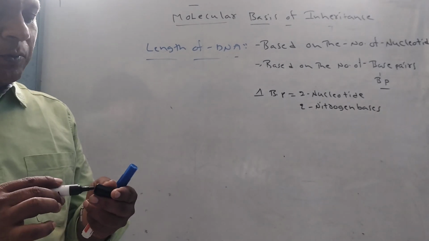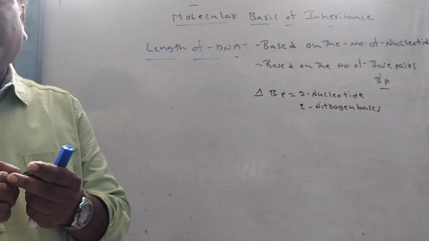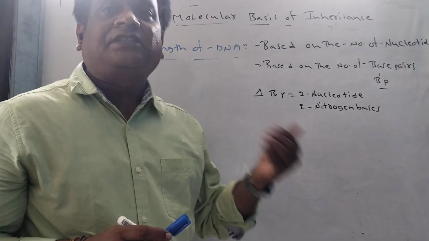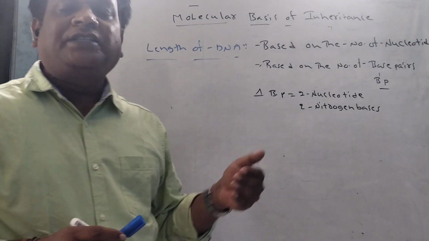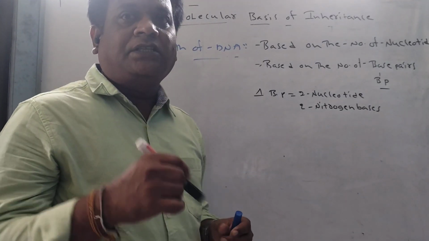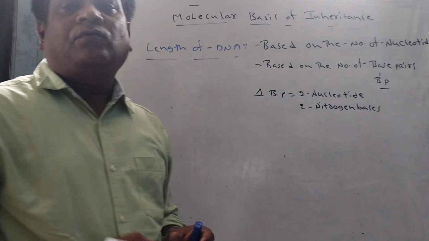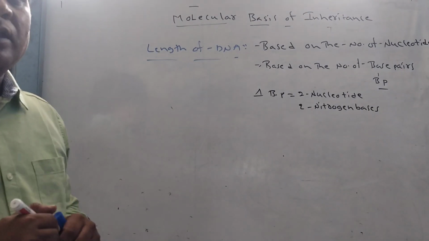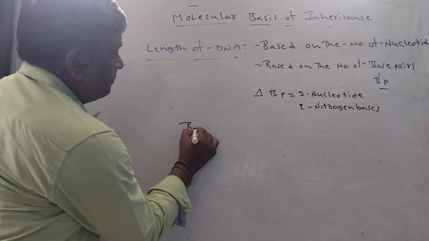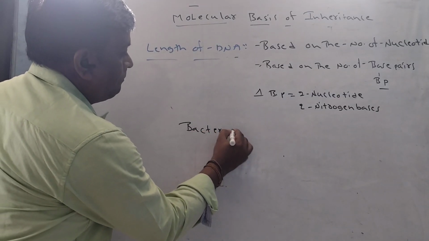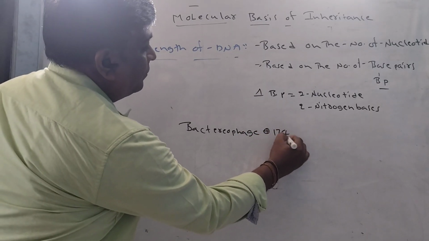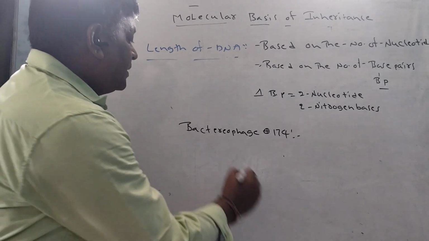For example, some scientists have given some numbers, and these are also very important. For bacteriophage phi X174, the numbers are given. We can write four examples here: what is the number of nitrogen bases, and what is the number of base pairs present? Here, for example, we can take the bacteriophage.